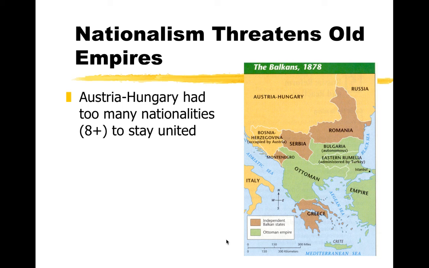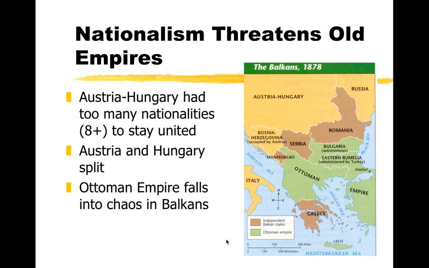So when we talk about Austria-Hungary, they had over 8 different major nationalities of people. And so it was really difficult for Austria-Hungary to stay united during this time. So Austria and Hungary eventually split. And so you get 2 different states. You get Austria and you get Hungary instead of the Austro-Hungarian Empire. The Ottoman Empire also has this issue. They eventually fall into chaos.